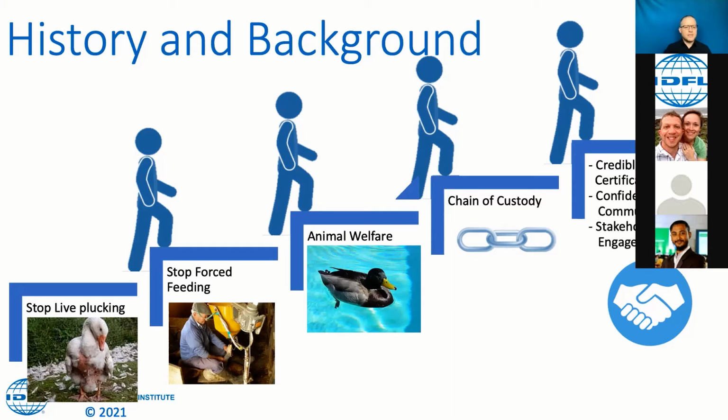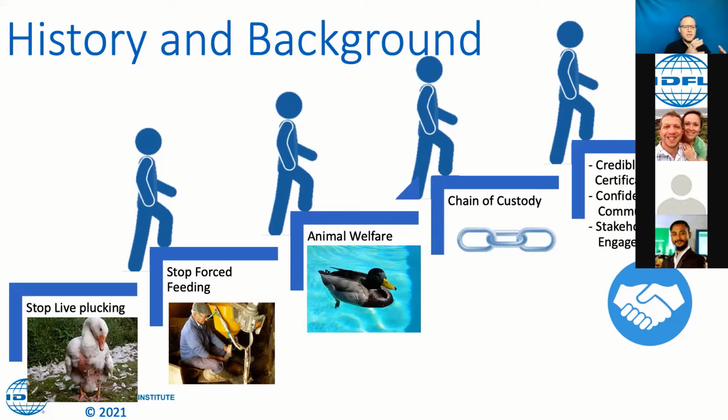In about 2009, 2010, there was a big issue in addressing the stopping of live plucking of the down and feather from the geese, as you can see in the picture here. About a year later, the animal protection groups moved on to the stopping of the forced feeding. This is used in the foie gras industry in France, a French delicacy, but it was very inhumane for the animals themselves, as they were being forced to eat.